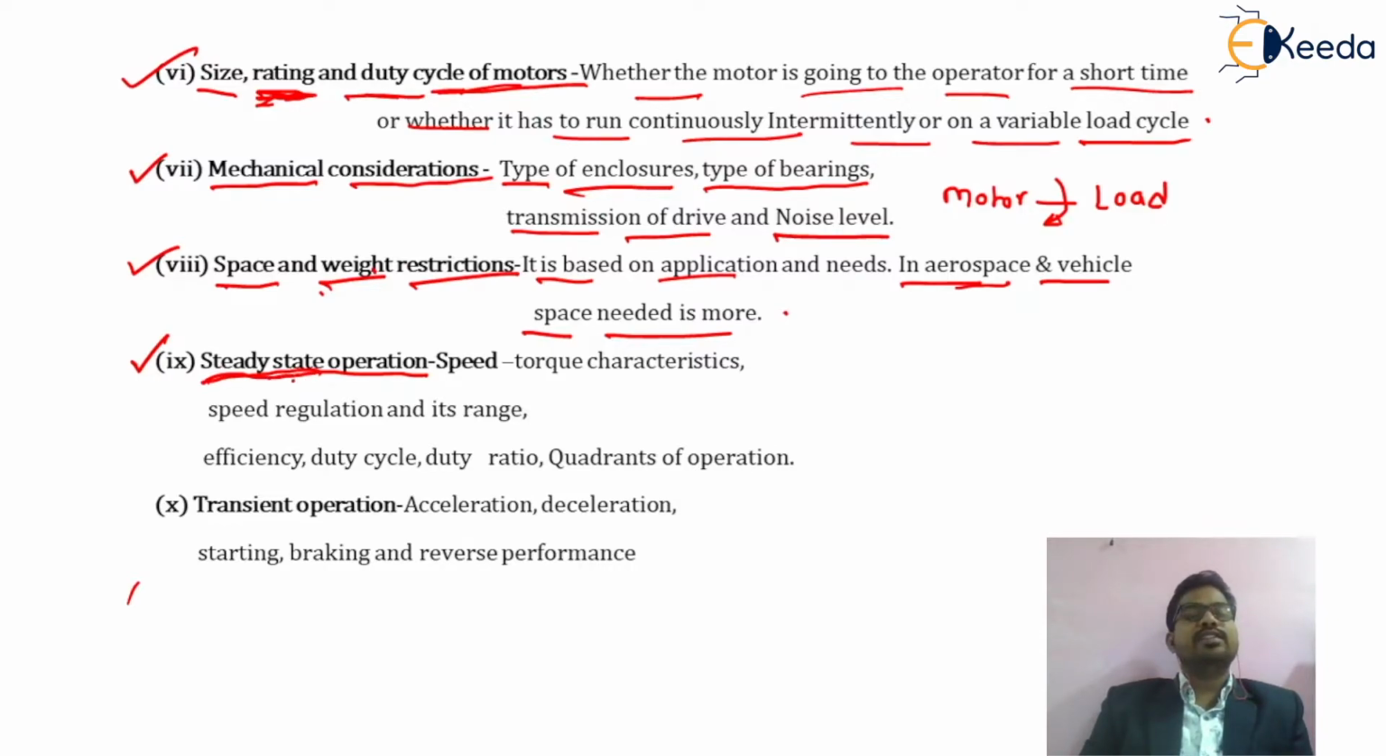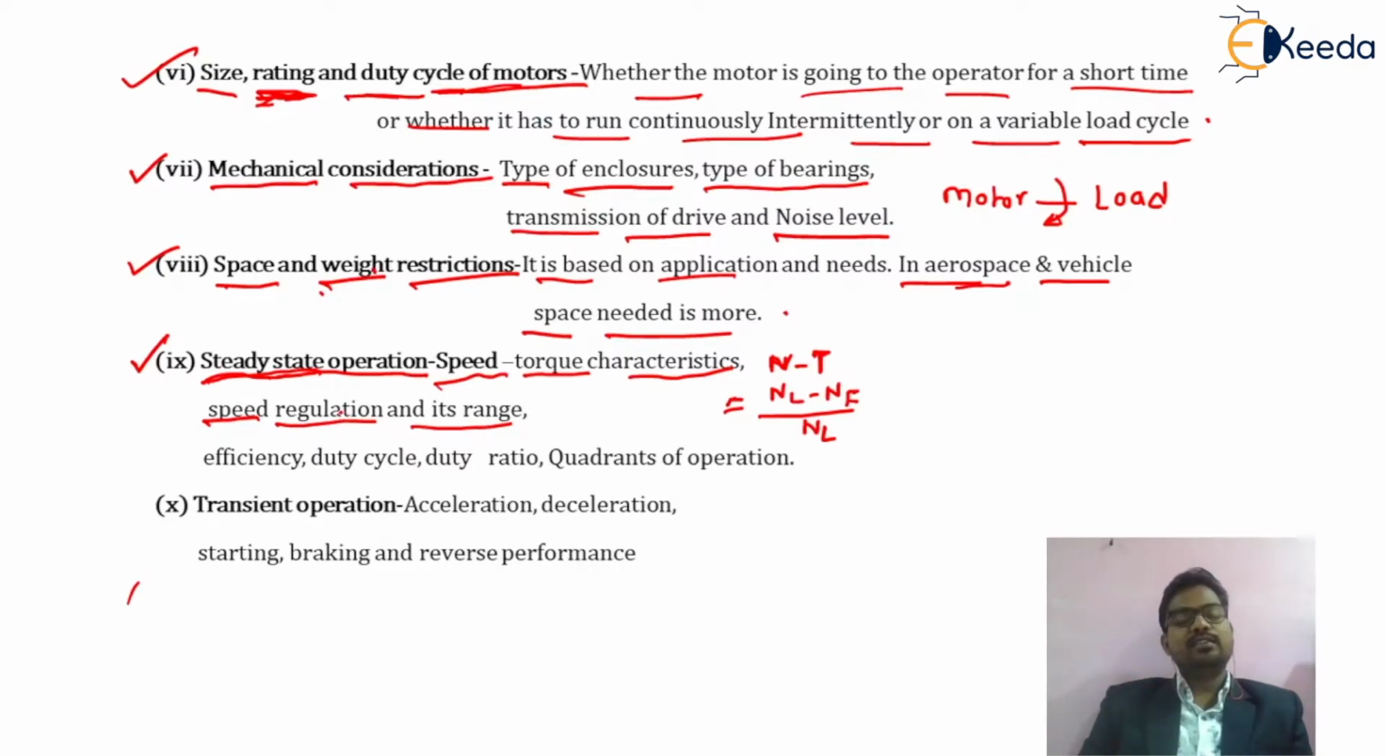So in concern with the steady state operation, the first parameter is called the speed torque characteristics. Speed torque characteristics have various weightage in torque speed understanding for an electrical drive. So this will be the first parameter. Then the second requirement in concern with the steady state operation is called speed regulation and its range. What do you mean by the speed regulation? Speed regulation is the no load speed minus the full load speed, divided by the no load speed. So it will give you the value of the speed regulation.